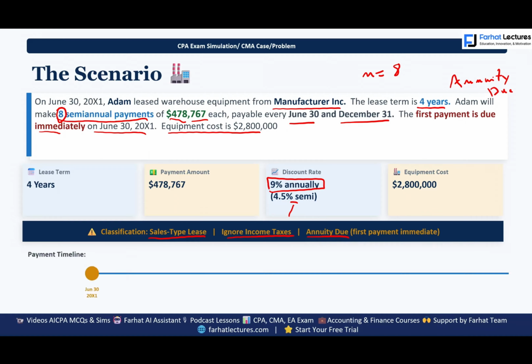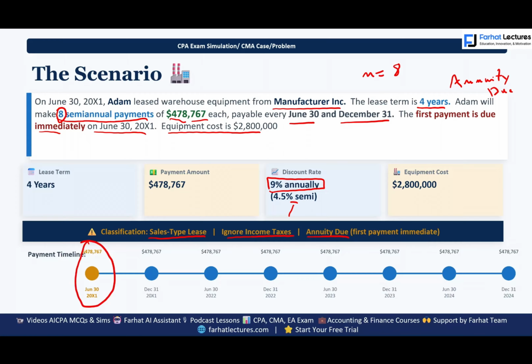We are looking at June 30th, X1, where Adam will pay immediately $478,767, and the manufacturer Inc. would receive this. Then December 31st, Adam will make another payment, 3rd payment, 4th payment, 5th, 6th, 7th, and 8th payment. So this is what we are looking at. This is the deal. The deal is you make 8 payments of this amount, starting with the first payment today.